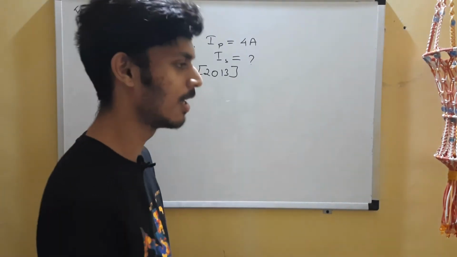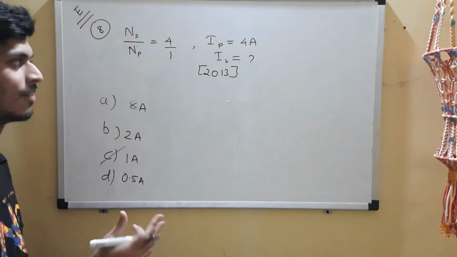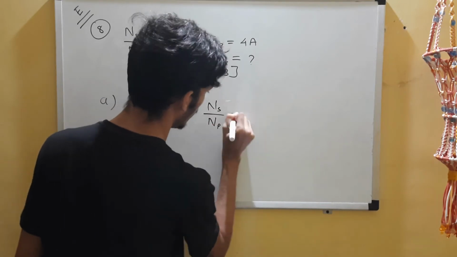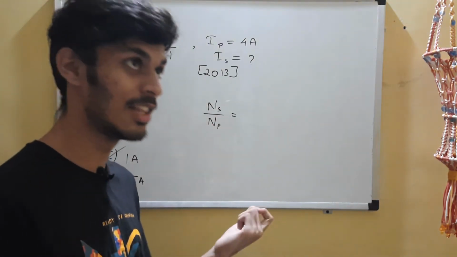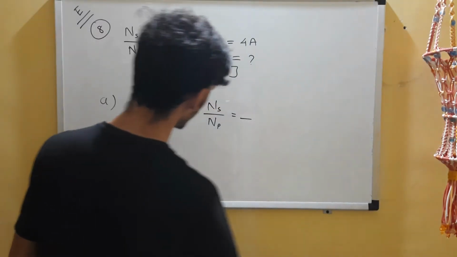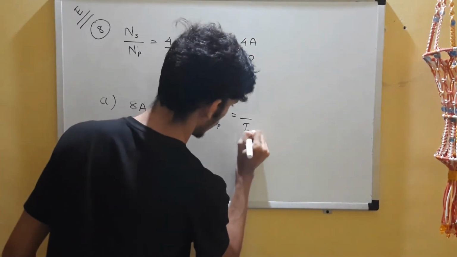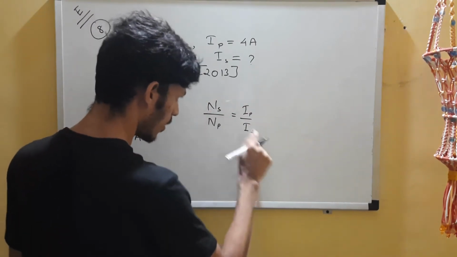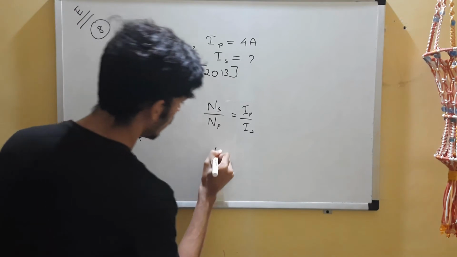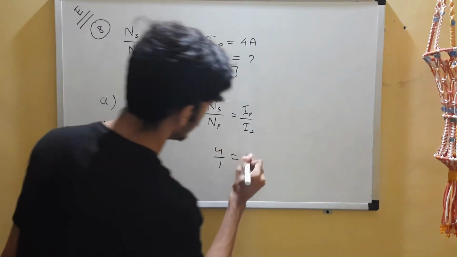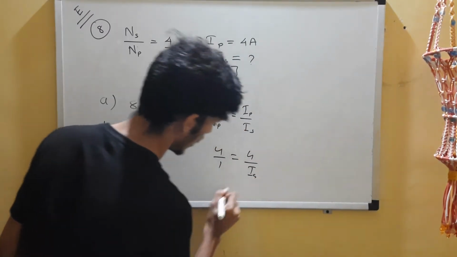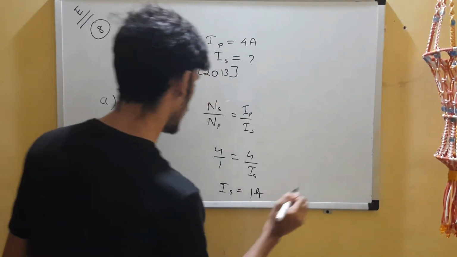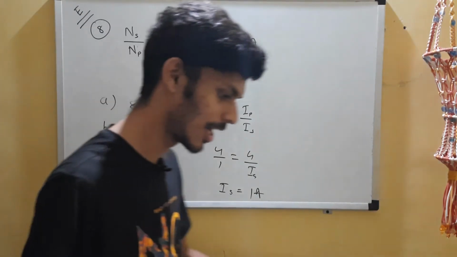Okay, so again I'll do it for those who didn't get it verbally. So let's do it. Number of turns in secondary divided by number of turns in primary, and as I said, an inverse relation between the two. So secondary current over here, primary current over here. So this is 4 by 1, primary current is 4. Now secondary current will be 4 by 4, which is 1 ampere. So 1 ampere is the correct choice over here.